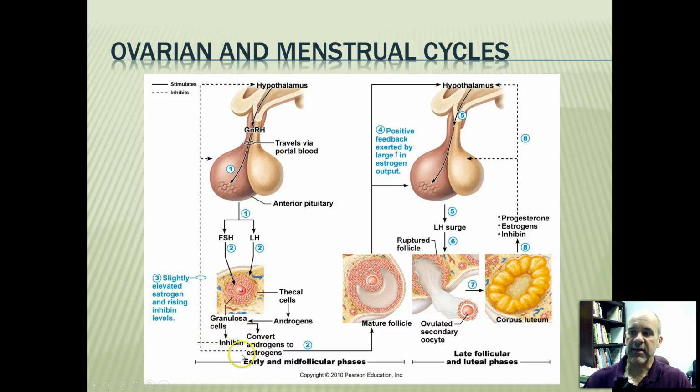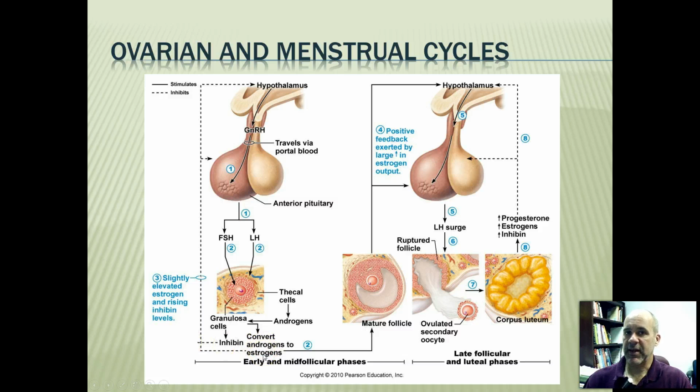Negative feedback, these estrogens have negative feedback up here on GnRH and FSH and LH. The granulosa cells make inhibin, like we saw also in the male, from the sustentacular cells. They also have negative feedback on those hormones being produced. And the idea there is that's going to hopefully prevent more follicles from maturing, and it's also hopefully going to help prevent more than one secondary oocyte from being ovulated out of the ovary each month.